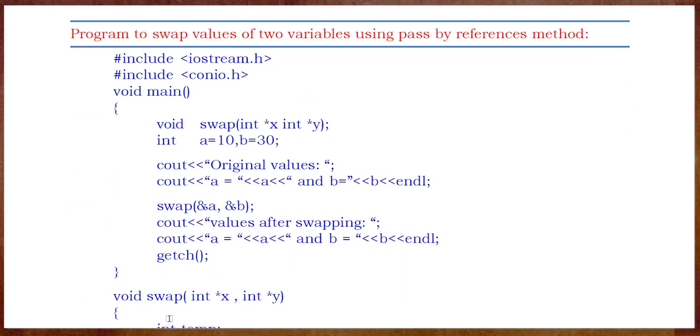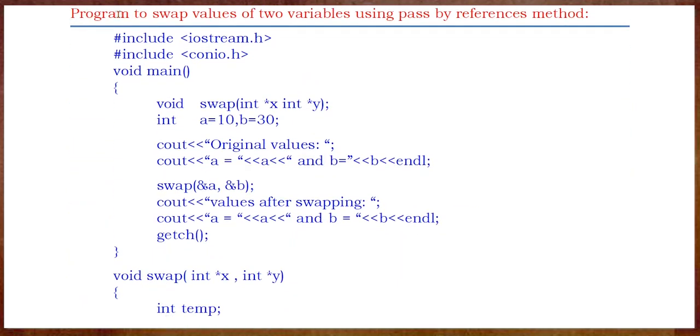You can see here we have a program. Sometimes they ask: write a program to swap the values of two variables using the pointers method, the call by pointers method. So we have to change this to the pass by pointers method.